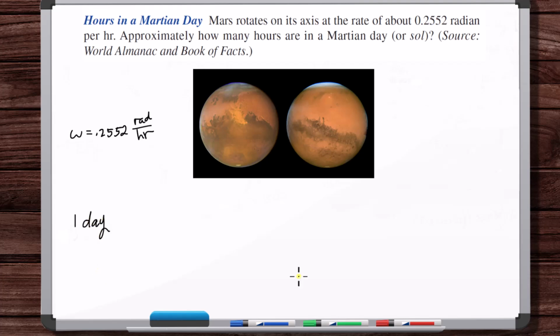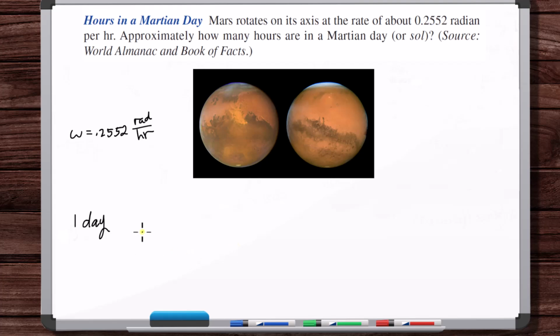Let's write that here: 1 day. What does a day mean in the context of planets and what we're talking about here? Well, we know a day is a full rotation of a planet about its axis. That's what a day means. It's not about the sun coming up or down. Technically it's a full rotation. When any planet goes one full rotation, that means it's gone through a day.